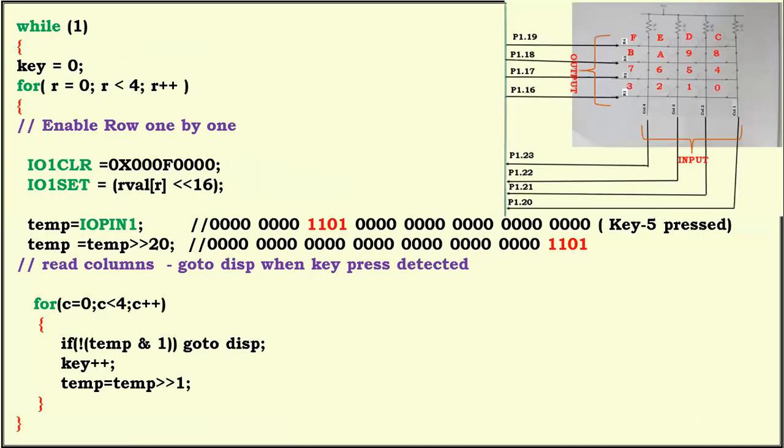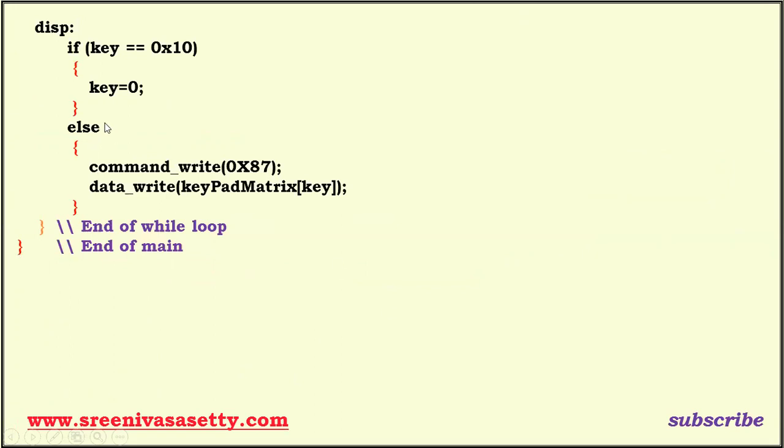Then suppose assume there is no key press in the first row, second row, third row, fourth row. By that time the status of key equal to 16, that is 10. Then it comes out of the outer for loop also. The count of key is nothing but 10. Then here immediately check the status of key. If key equal to 10, that is nothing but 16, key equal to 0, then that indicates what? Make key equal to 0.